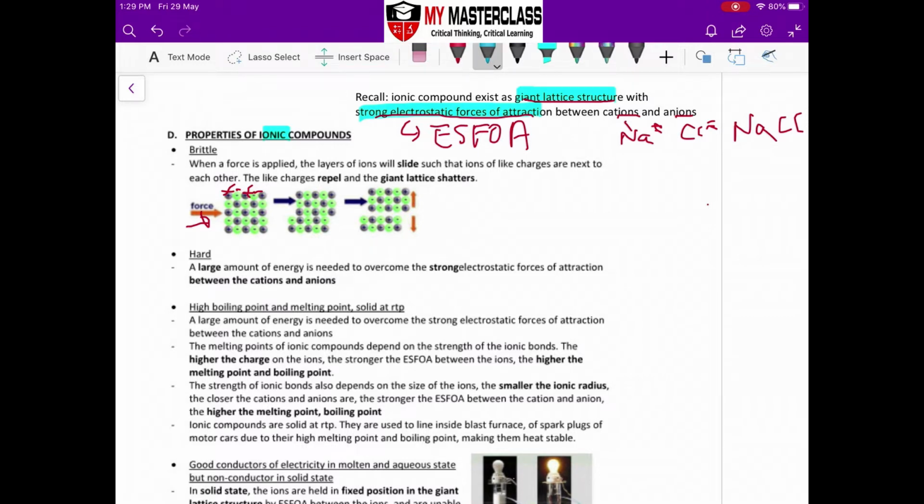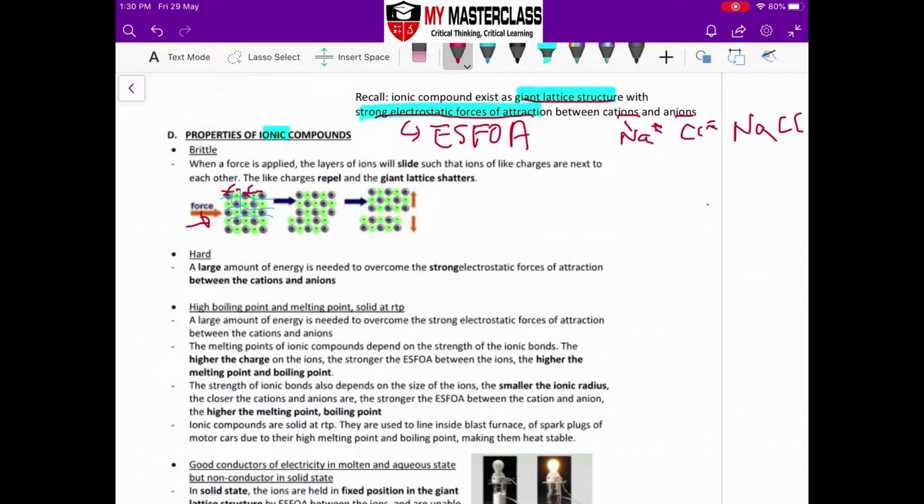So there is strong attraction between the cations and anions. The blue lines I'm going to draw in this picture show where there is strong attraction. This attraction holds the multiple ions into a three-dimensional structure called the giant lattice structure. All ionic compounds exist as giant ionic structure or giant lattice structure.